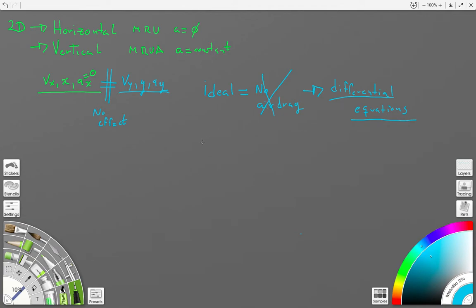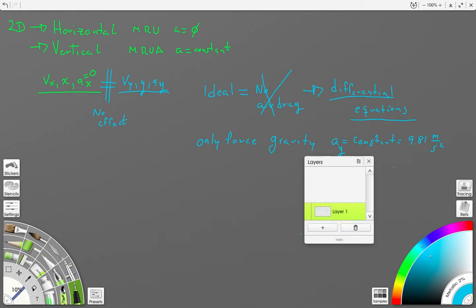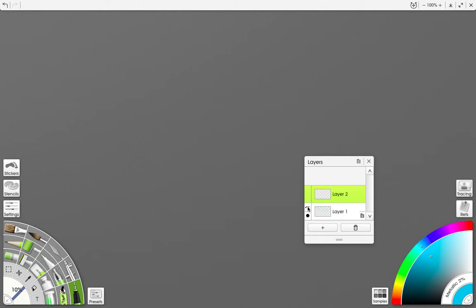The only force that acts on our movement is gravity. So our only acceleration will be in the y direction, and it's constant at 9.81 meters per second squared. Let's break down our problem into two different problems. First we'll look at the horizontal problem, so let's look at our horizontal movement.